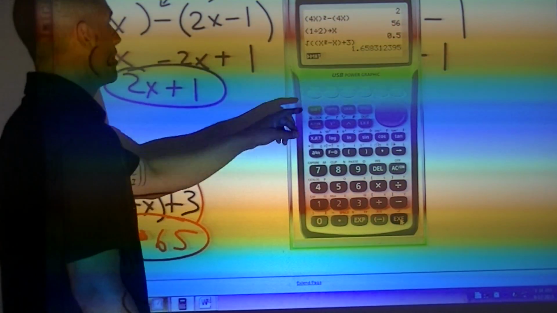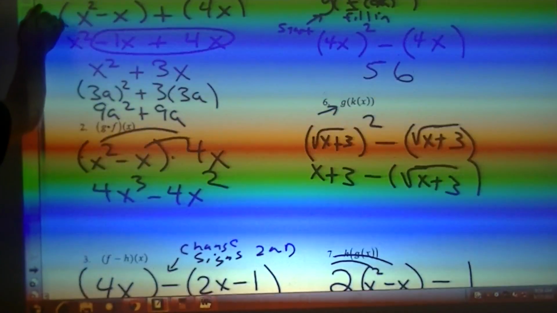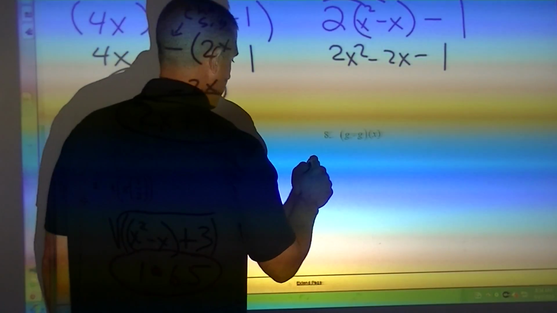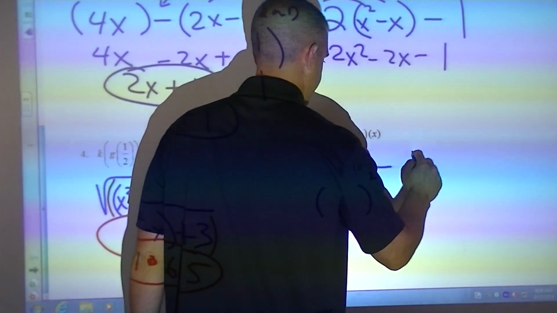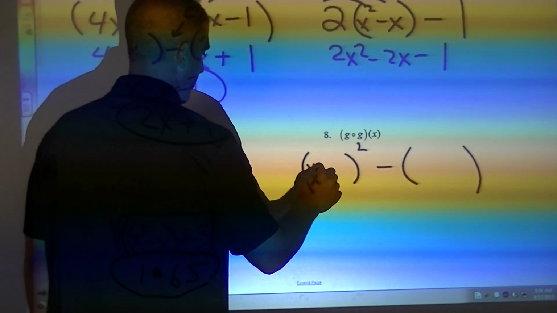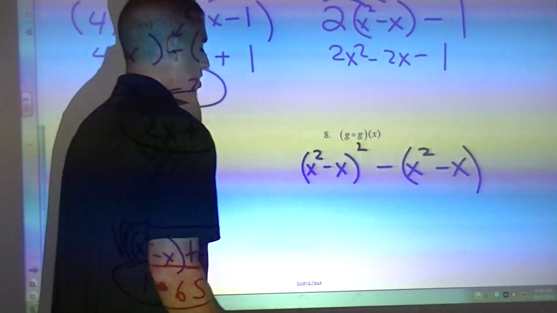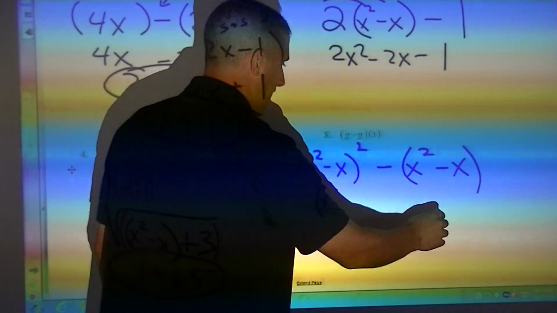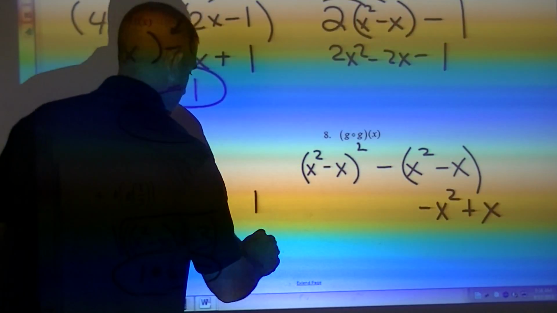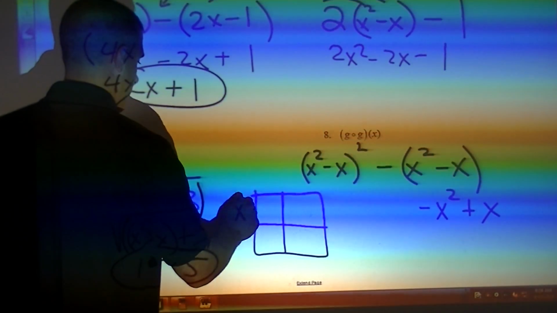Going on. G of x. G is x squared minus x. So I'm going to start with x squared minus x, and that's what I'm going to fill in. x squared minus x squared minus x. Now, what this does is change these signs. So I got negative x squared plus x. What I do with this is I'm going to do some boxes. This means write twice.